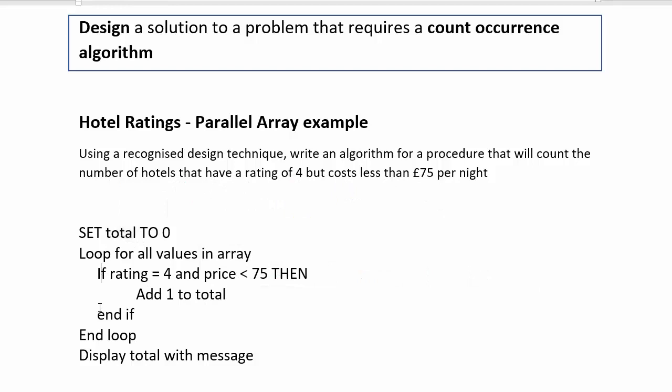You want to make sure that you're ending the statement and ending the loop as well, and then you're displaying the total with the message. They might give you the message they want you to display. Chances are with the design question they won't. Okay, but that might be your 4 marks there. Okay, so that's an example using the parallel arrays, and that's hotel 1. So that was one of the first videos.